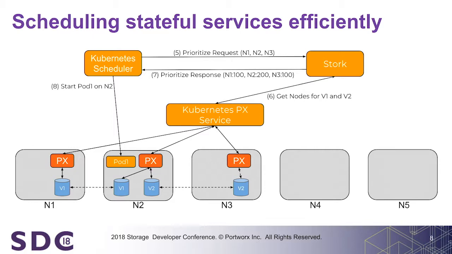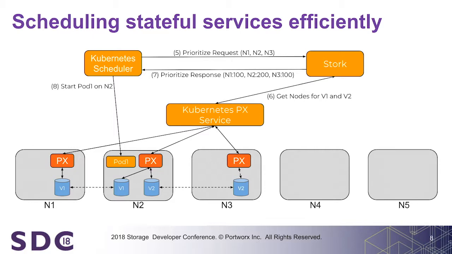Now over here, obviously, if the pod starts up on N2, we'll have the best performance because both the replicas will be local and will not be going over the network. So when the prioritize request comes into STORK, STORK is again going to talk to Portworx and ask it, these are the volumes that I need. Can you please tell me where the replicas for these volumes lie? Based on this information, it's going to rank the different nodes. So when it sends back the reply, it's going to say that N1 has a score of 100, N2 has a score of 200, and N3 has a score of 100 again.